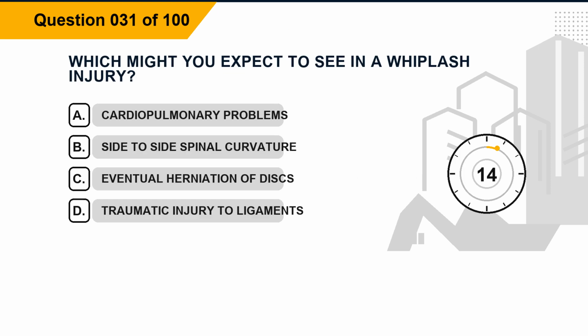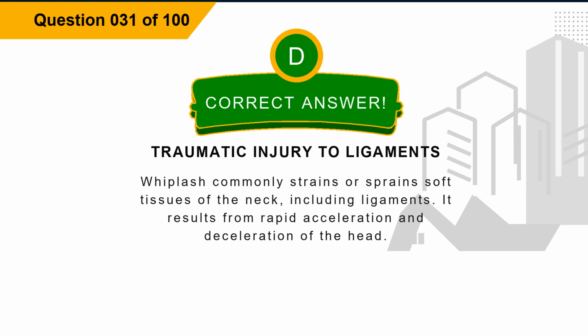Question 31. Which might you expect to see in a whiplash injury? Option A, cardiopulmonary problems. Option B, side-to-side spinal curvature. Option C, eventual herniation of discs. Option D, traumatic injury to ligaments. The correct answer is option D, traumatic injury to ligaments.